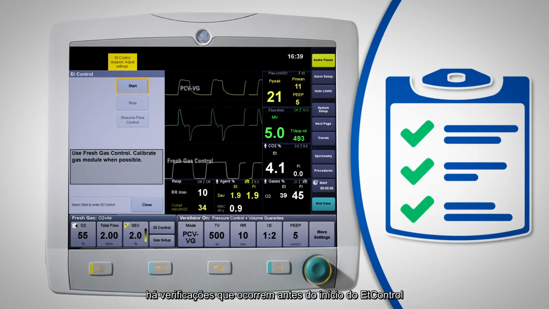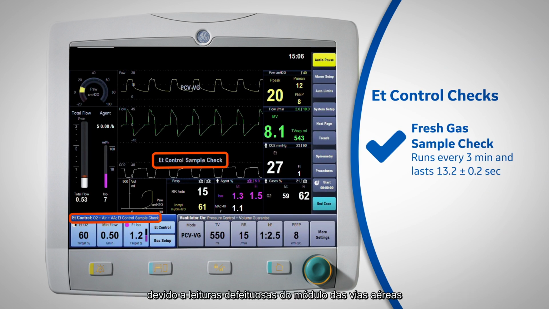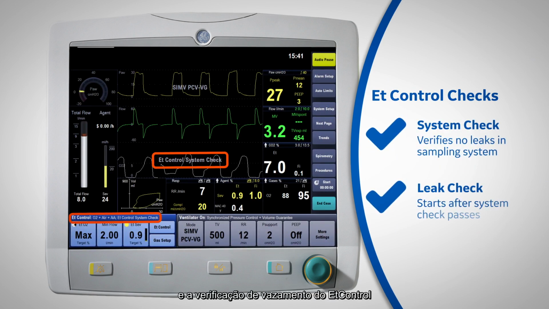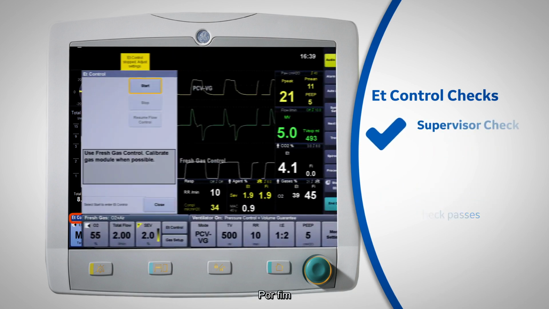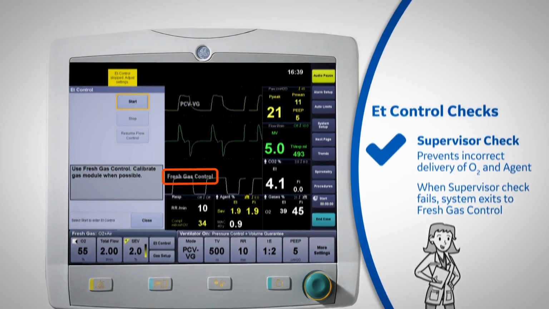Additionally, there are checks that occur before end-tidal control begins and will continue to run while in ET control. The end-tidal control fresh gas sample check guards against incorrect delivery due to faulty airway module readings. The end-tidal control system check and the end-tidal control leak check guard against incorrect delivery due to sample line issues such as leaks. Lastly, the end-tidal control supervisor is an additional safeguard to ensure the system is able to control gas and agent delivery to meet the targets.